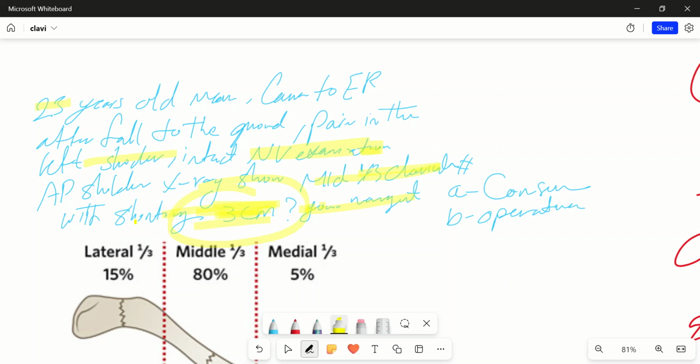Focus on this shortening. We will explain soon what we mean by shortening. You have two options: conservative treatment or operative treatment. For now, it is operative treatment, and we will see later why. The next question.